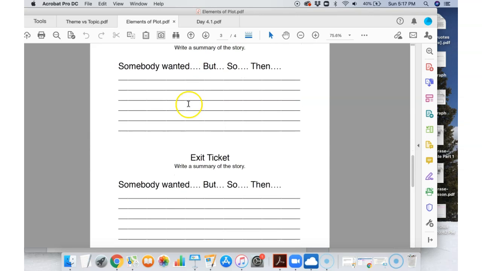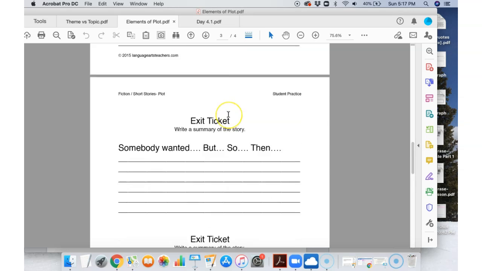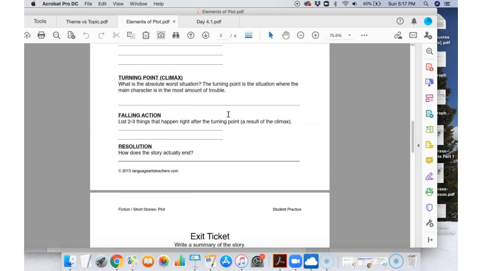The very last thing is this. You'll write a summary of your story using this format. Somebody wanted, but so then. That's the last part after you finish watching your video, after you finish filling out your questions here, okay?